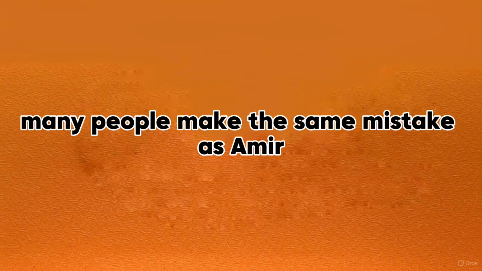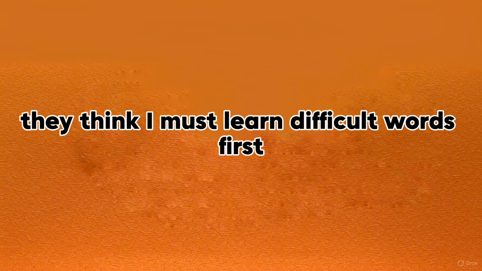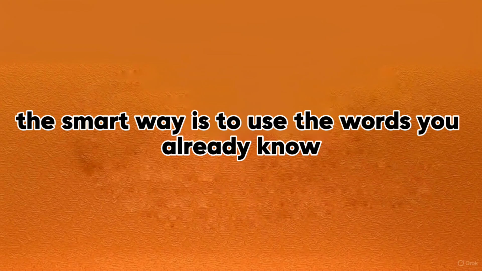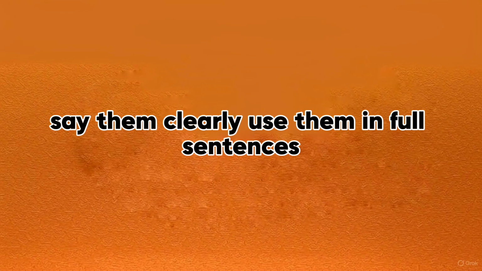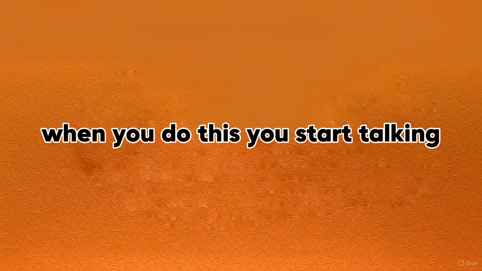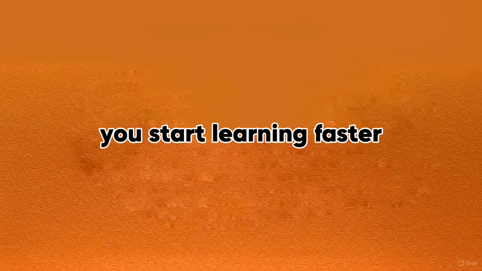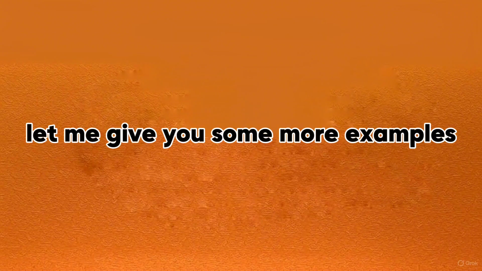Many people make the same mistake as Amir. They think, I must learn difficult words first. But that is not the smart way. The smart way is to use the words you already know. Say them clearly. Use them in full sentences. Practice them again and again. When you do this, you start talking. And when you start talking, you start learning faster. Let me give you some more examples.